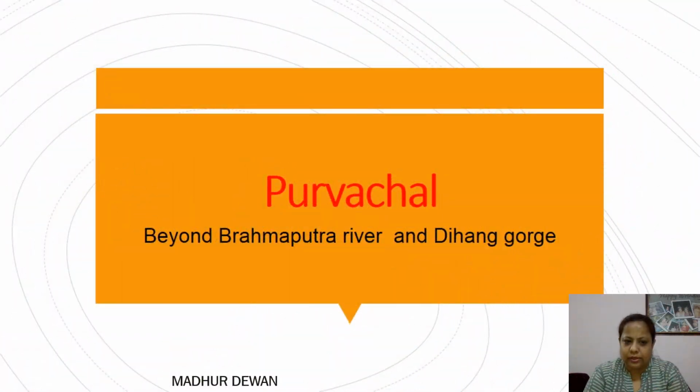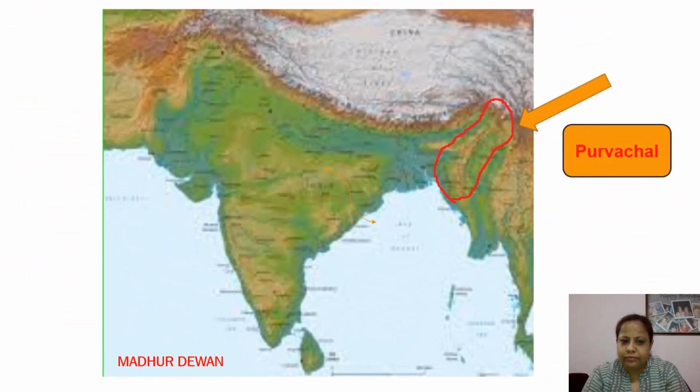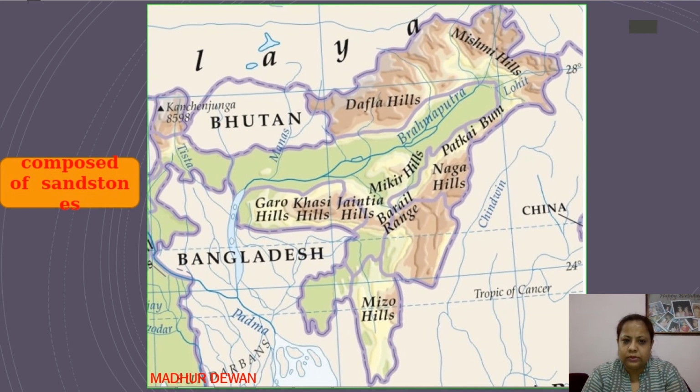The Purvanchal. It is beyond Dehang. So beyond the Brahmaputra river and Dehang Gorge is the Purvanchal. We can see here where exactly is the Purvanchal. You can see it on the map. Look at this. Different ranges, right? So this Purvanchal is in the northeastern states. It is composed of sandstones.